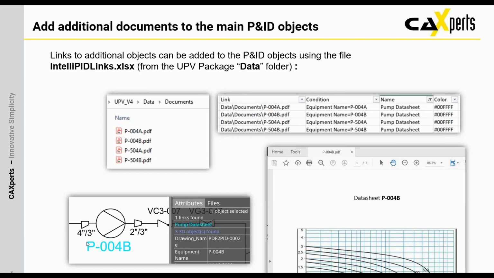So in my case, I have associated this pump with a datasheet. The datasheet is located on the file system, and if I click on the link, the datasheet will open. So it is started from inside UPV, but it will be opened as a regular datasheet.